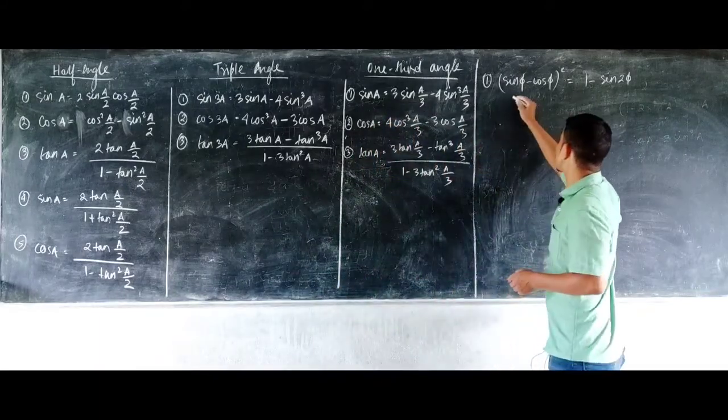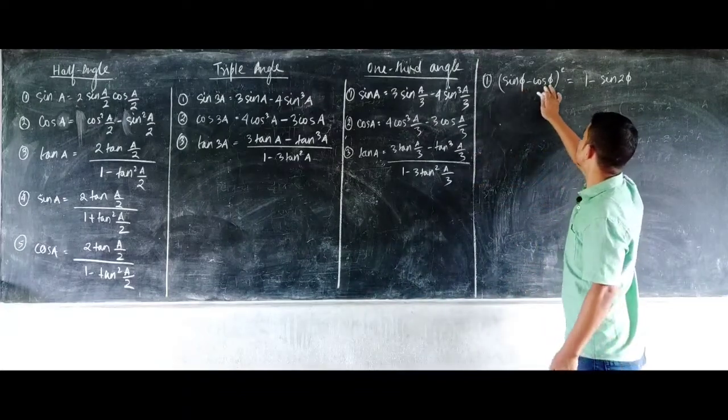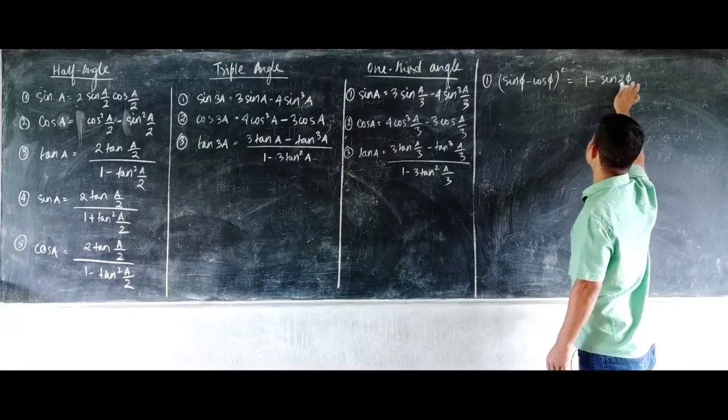Here I have taken one question: to prove that (sin phi minus cos phi) whole square will be equal to 1 minus sin of 2 phi.